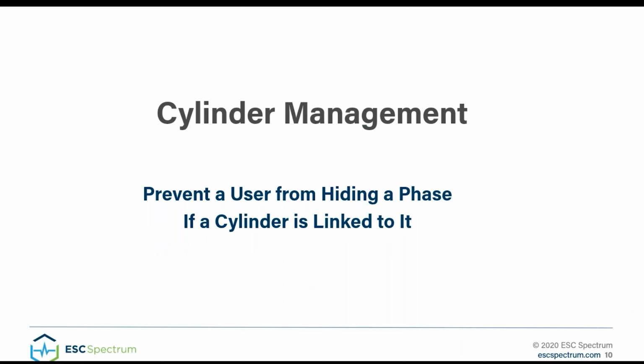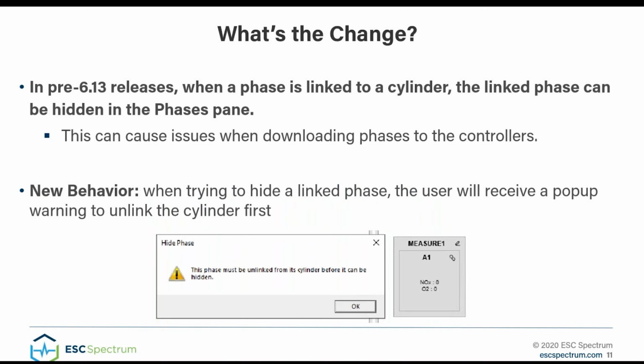Cylinder management prevents a user from hiding a phase if a cylinder is linked to it. In StackVision releases before 6.13, when a phase was linked to a cylinder, the linked phase would be hidden in the phases pane. And this caused issues when trying to download phases to the controllers. So in 6.13, when trying to hide a linked phase, you will receive a pop-up warning you to unlink the cylinder first.